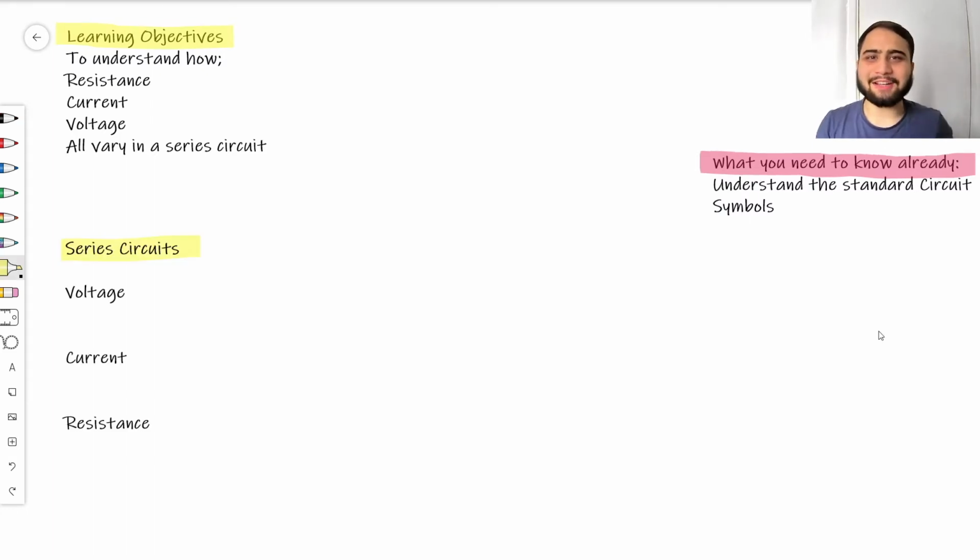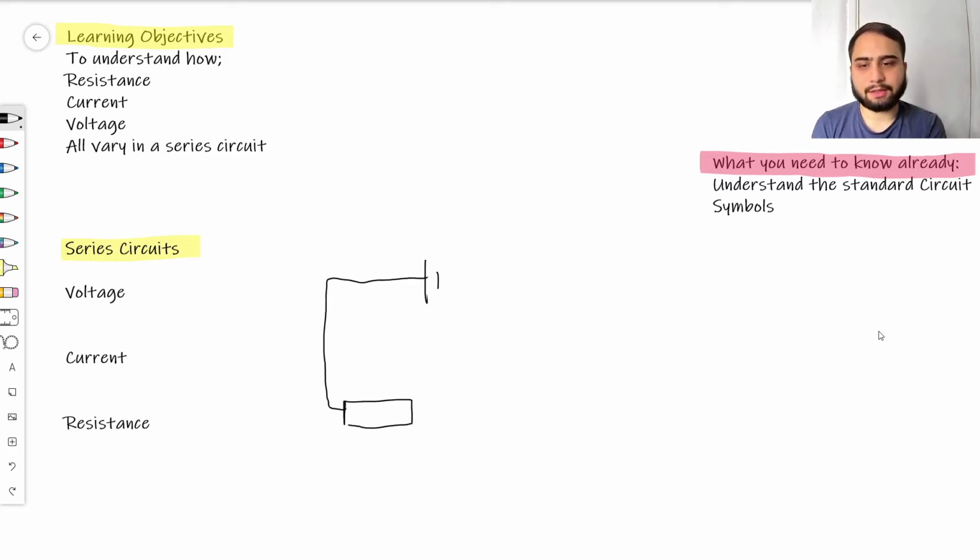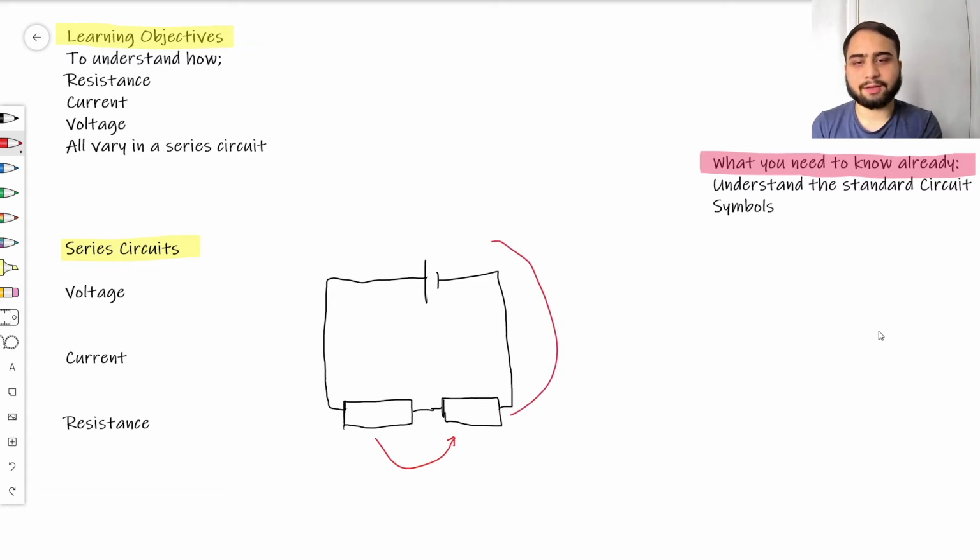Alright, so now let's start having a look at series circuits. First of all, we want to understand how do we actually recognize a series circuit. So let's draw one out right here. So let's take our cell. So let's have two resistors in series. Now we know that these are series because all of these components are connected one after another.